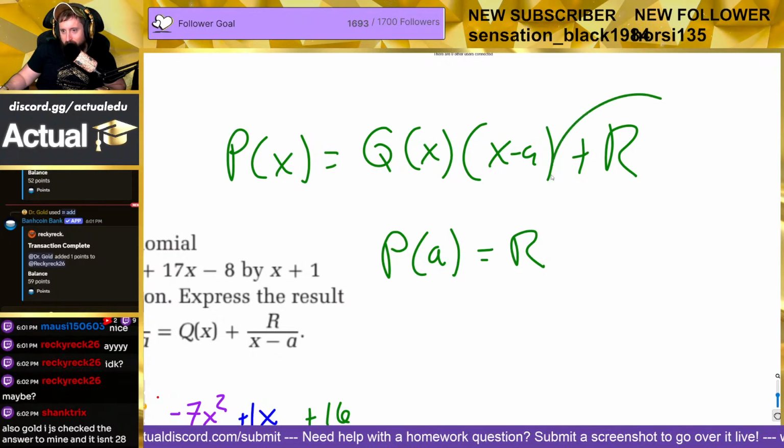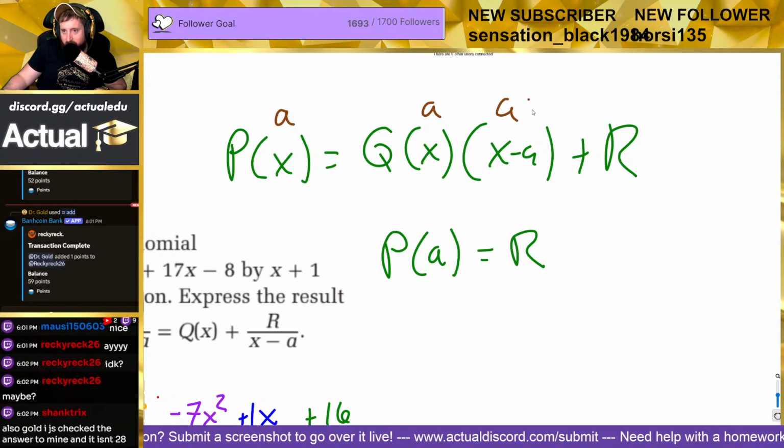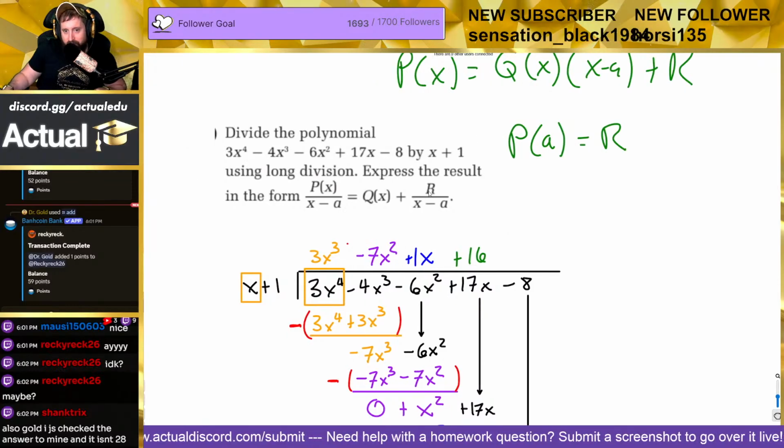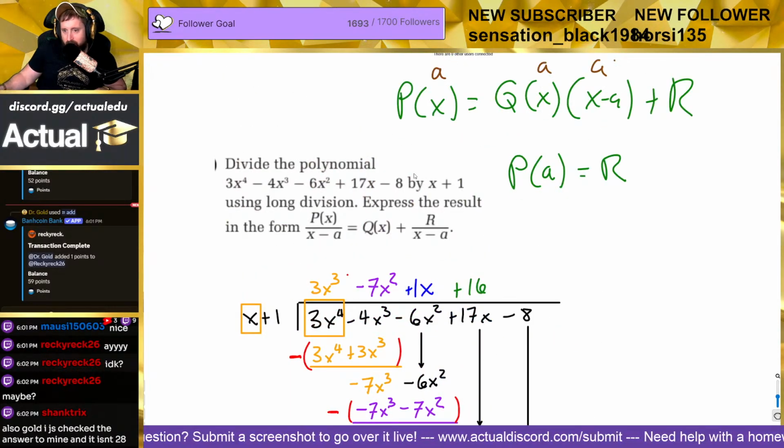Yeah, so this is actually really cool. If you plugged in, for instance, a here for x, this becomes a minus a, so this goes away. And so the value of the function at a is equal to the remainder. So that tells me that the value of this at x equals -1 is equal to 24. And let's see if that's right, actually.